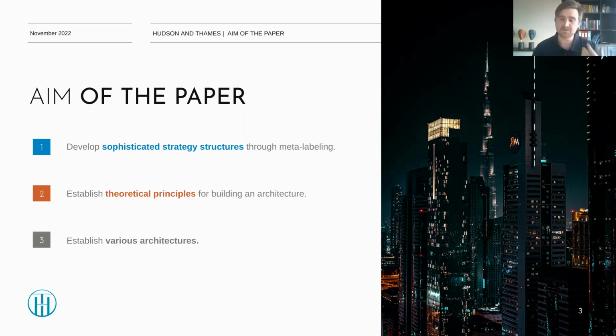What we wanted to do also is establish theoretical principles for building an architecture so that anybody that wants to build future architectures can look at this and look at our ideas and maybe build them on their own. And then lastly, we wanted to establish various architectures that we think are promising, that one can use, and that other people can also use and build on these ideas.